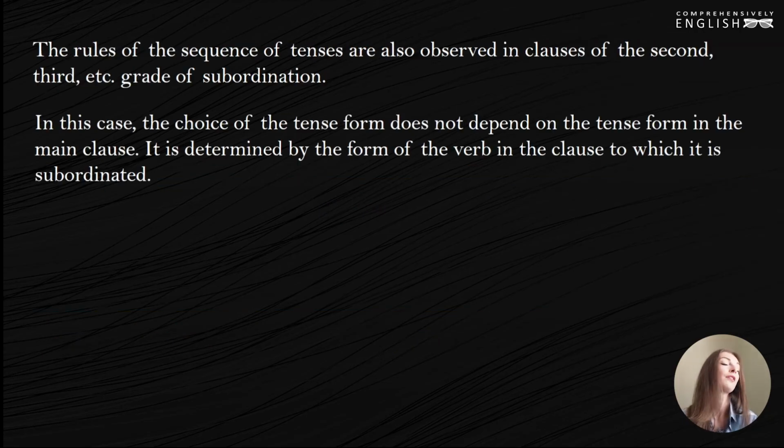The rules of the sequence of tenses are also observed in clauses of the second, third, etc. grade of subordination. In this case, the choice of the tense form does not depend on the tense form in the main clause. It is determined by the form of the verb in the clause to which it is subordinated. This rule is to be remembered. We always look at the clause to which another clause, or the clause we are dealing with, is subordinated to.